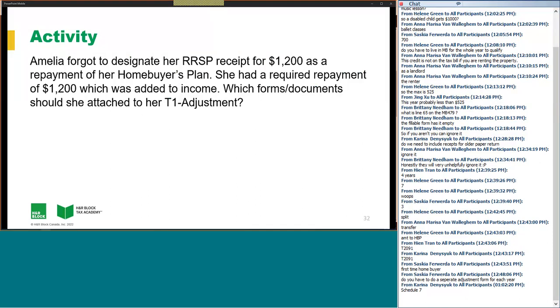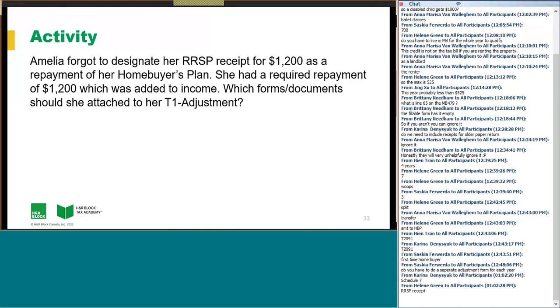Okay, Schedule 7. What else? She wants to claim something based on an RSP. She needs the RSP receipt. So we're going to do both. If she had multiple RSP receipts, I want all of them. This is something that a lot of people make a mistake on.